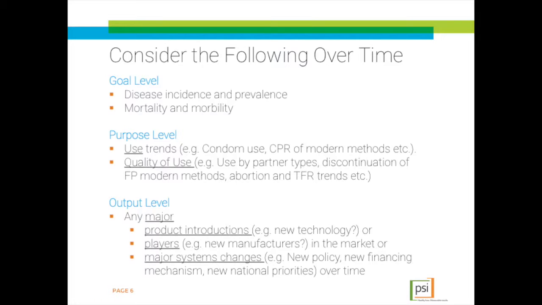And we've broken out these components at a log frame level. At a goal level, we have issues around mortality and morbidity, disease incidence, and prevalence. But we also need to look at how the market has evolved over time at the output level. This is around behaviors, as we saw yesterday in our theory of change, use, and quality of use over time. And then at the output level, we want to consider the 4 Ps.